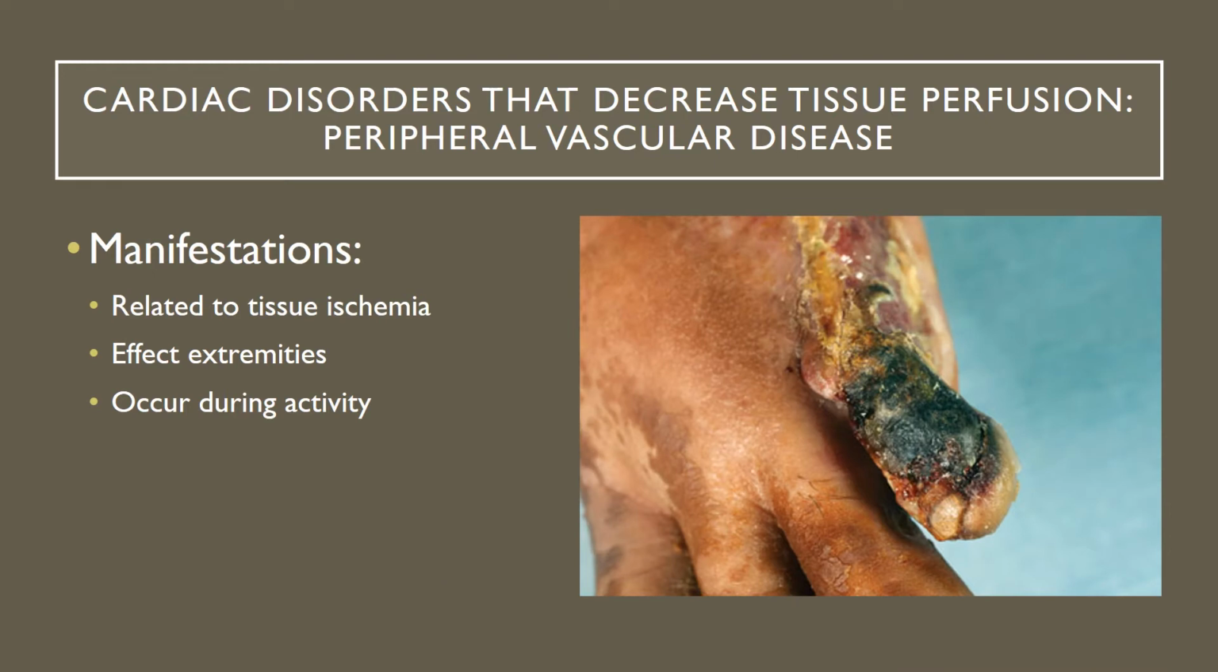So how does this PVD manifest itself? It oftentimes is related to tissue ischemia. Remember, ischemia is the decrease in blood flow, and the decrease in blood flow decreases oxygen delivery, right? So if we decrease oxygen delivery, we have reduced capacity to produce ATP, and you end up getting those cells dying in that area, and then the tissues themselves die. Now, this generally affects the extremities, and it is exacerbated by activity, right? So we can see it generally occur in these active events.